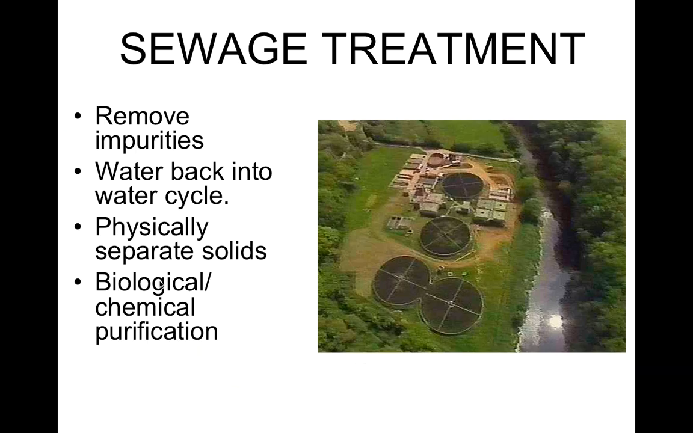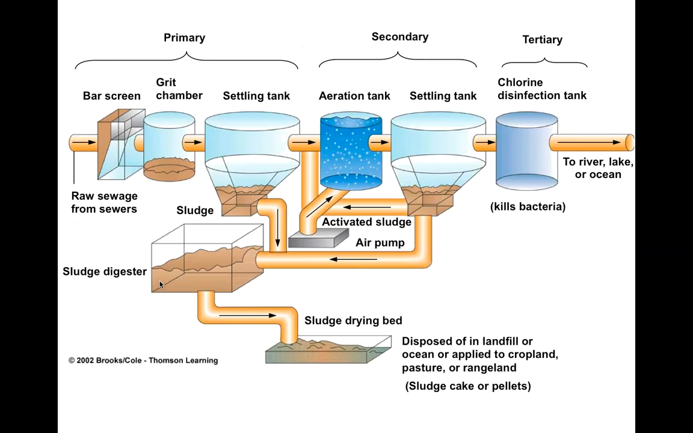So if you don't have a septic tank, you more than likely are hooked up to a sewage system. This is for basically any homes that are in really densely populated areas. So if you live in the city, you would have a sewage treatment facility. And the purpose of this facility is to remove all of the impurities from the water and then put it back into the water cycle. So we actually want to cycle this water back into our rivers and streams. So we're physically going to remove solids, and we're then going to use biological and chemical purification methods to make it where the water is drinkable again.